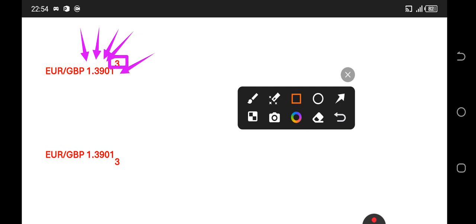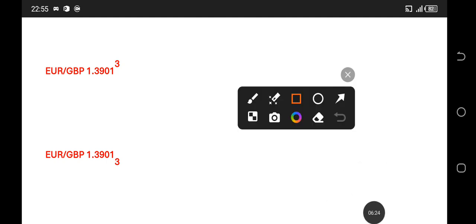Excluding this 3 that is above here, now the fourth digit after the decimal point, you have 0.3901. The 1 there is what we refer to as the pip. Okay? The 1 is what we refer to as the pip, while the 3 that is written as a subscript or a superscript is what we refer to as the pipette. So that is just it.